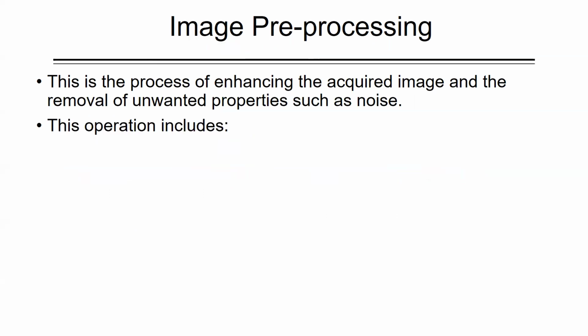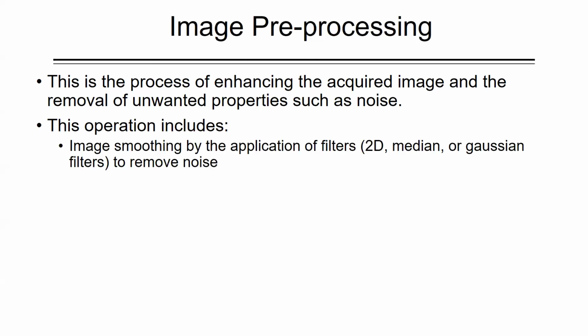Now, there are many operations in image pre-processing. One of them is smoothing the image to remove the noise, and this is done using what we call filters. There are different types of filters. Some of them are 2D filters, two-dimensional filters, median filters, or Gaussian filters.